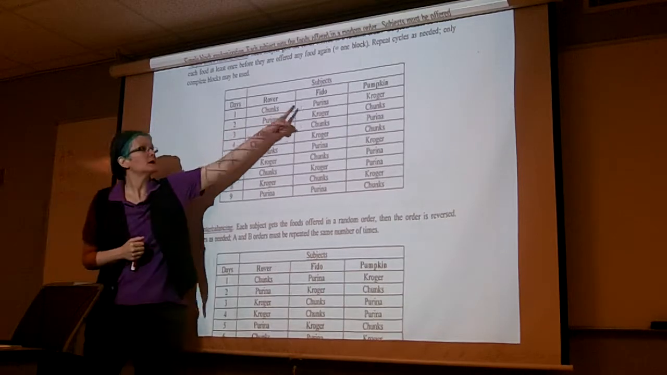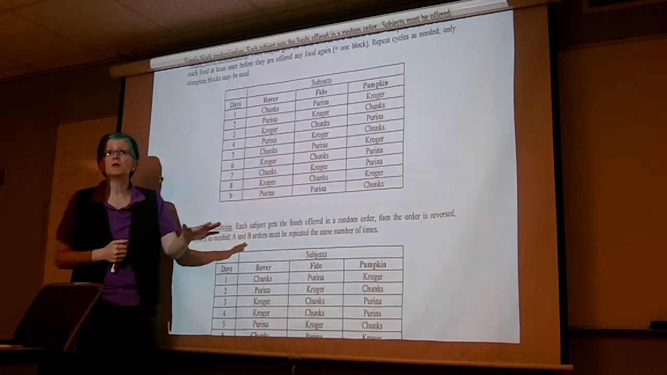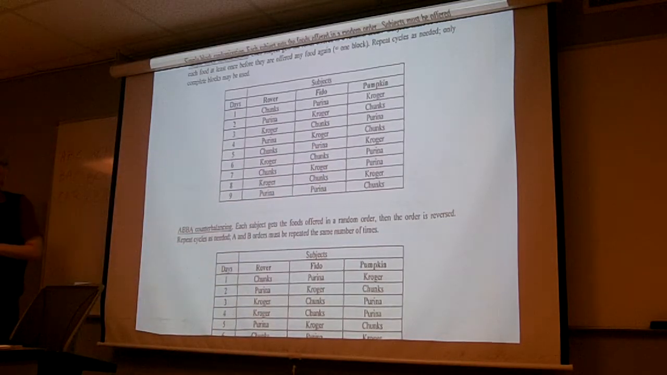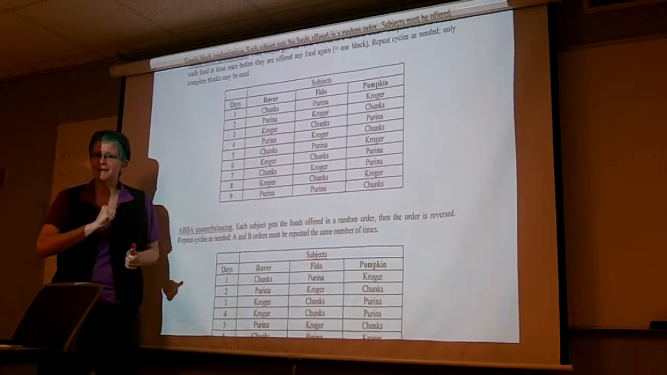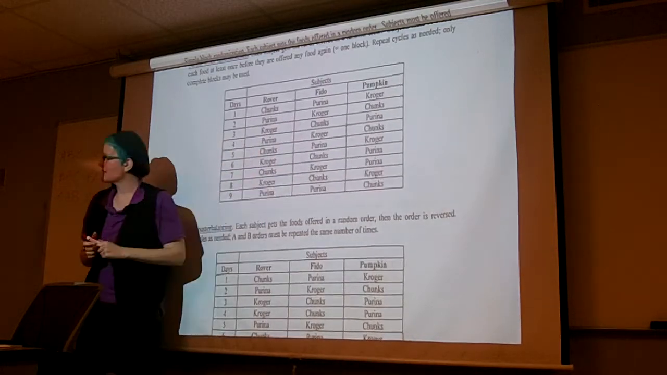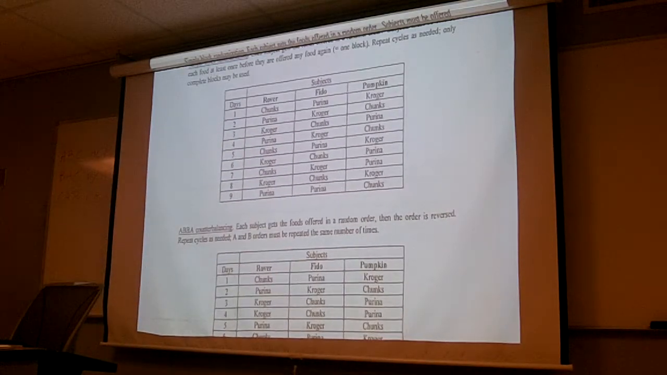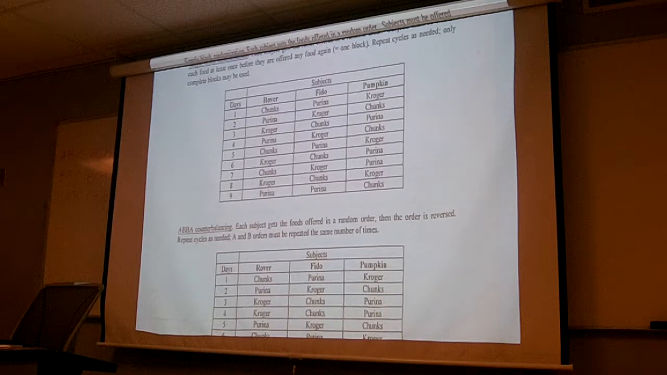Fido is going to get a different block. Pumpkin is going to get another block. And you'll notice that the way I've selected these blocks results in not only blocks for each dog, but blocks across the dogs. So chunks, Purina, Kroger, so every food is presented on the first day. Every food is presented on the second day. Every food is presented on the third day. So I'm mixing it up as much as I can. Now, if I wanted to, I could stop there, but that wouldn't be a complete design. Because each dog needs to experience each food more than once for it to be a complete design.